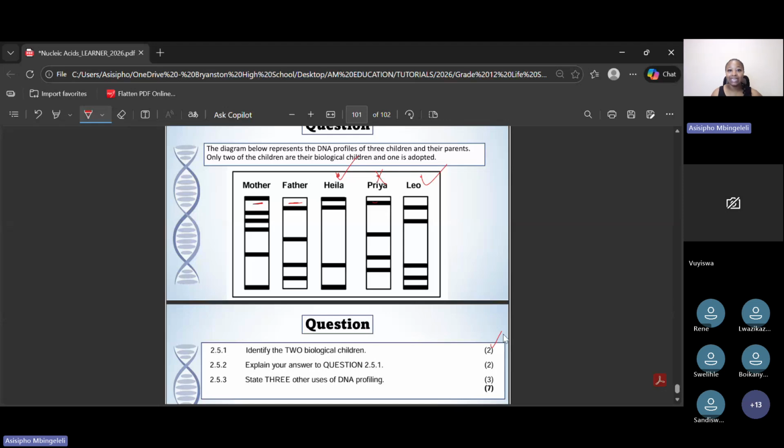Now explain your answer for 2 marks. I need someone to explain. Anyone? What did you say for 2 marks? You should be able to say your answer, guys, so that you check whether your answer is correct or not. Sandiswa?